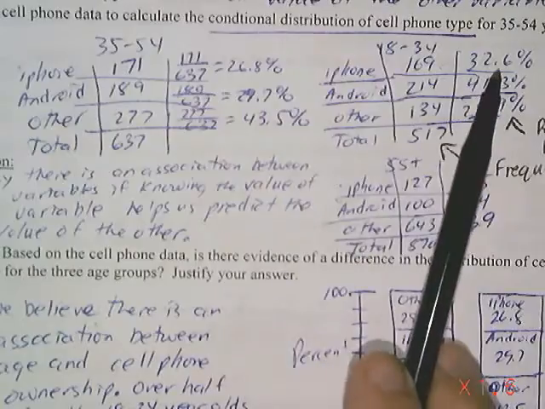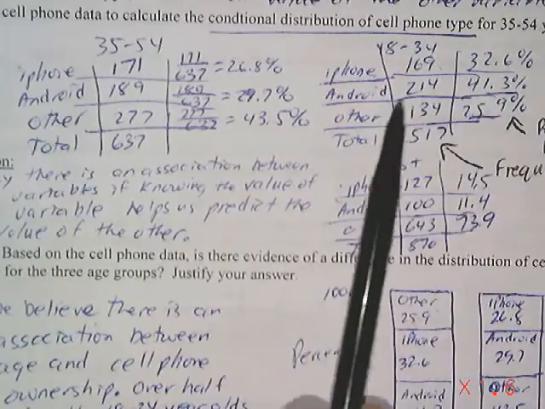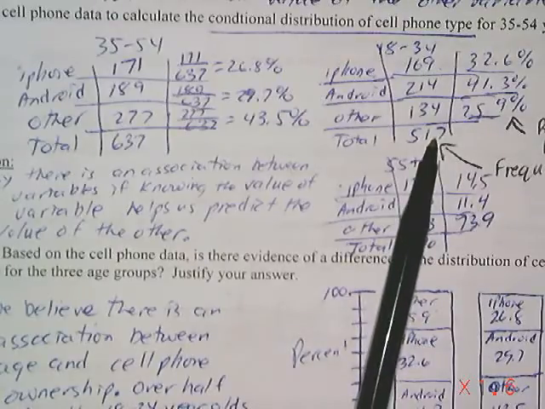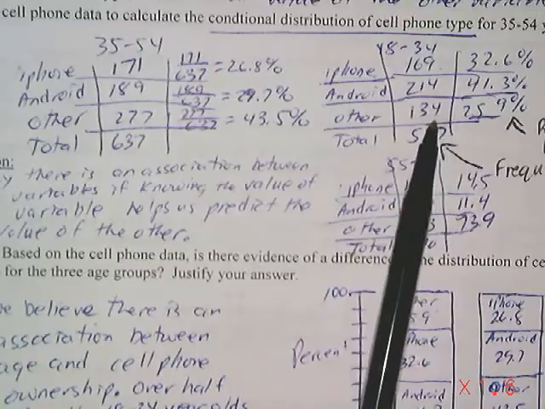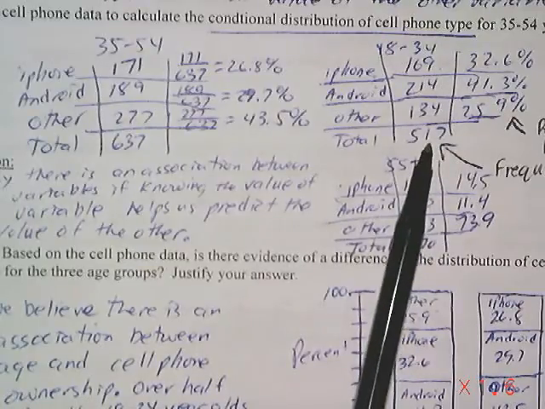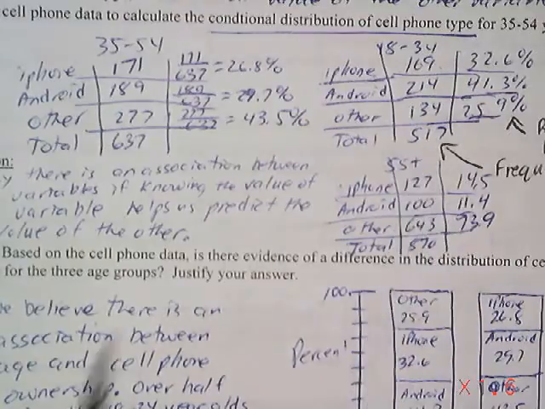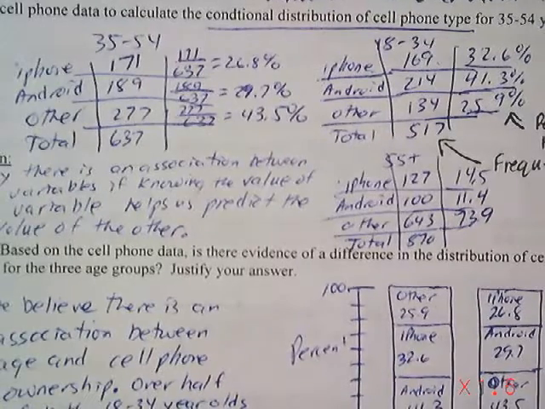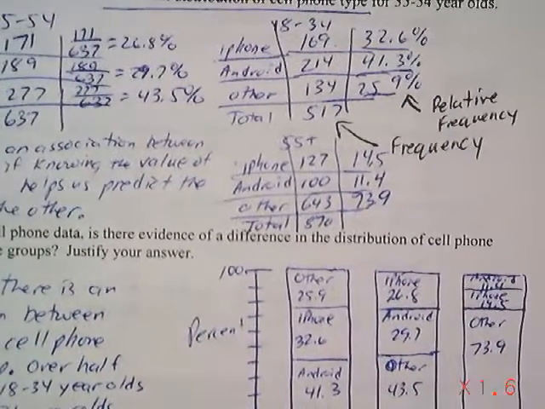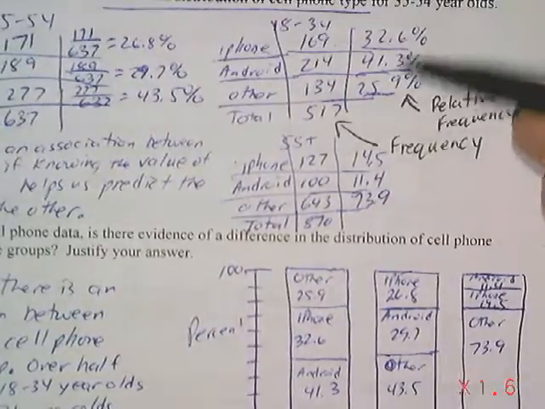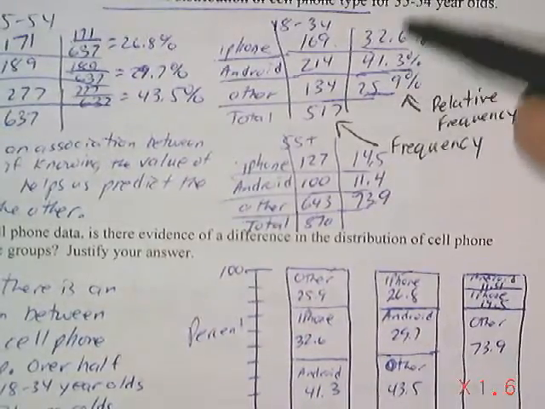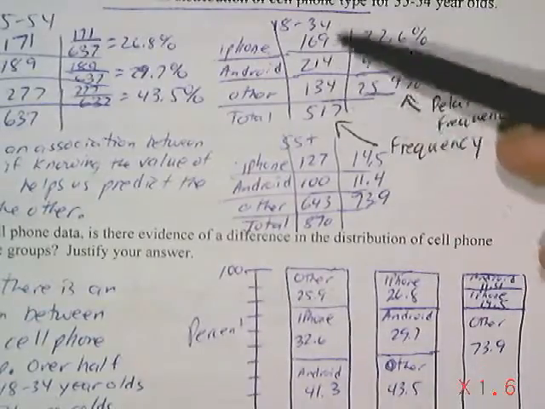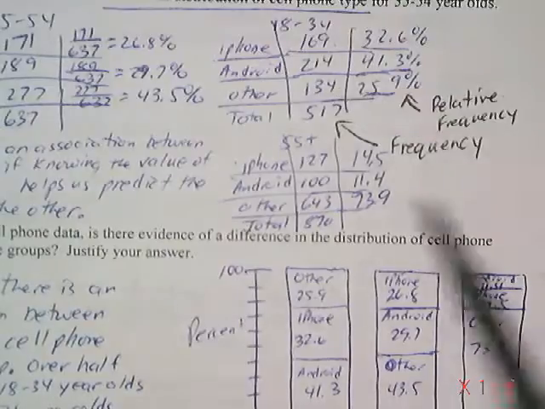Okay, so based on the cell phone data, is there evidence of a difference in the distribution of cell phone ownership for the three age groups? Justify your answer. Well, if we're going to justify our answer, we would do some of what we've already done. We would calculate the conditional distributions for all three, which we did. We already know the percentages for each category for the 18 to 34 year olds, the 35 to 54 year olds, and the 55 plus.